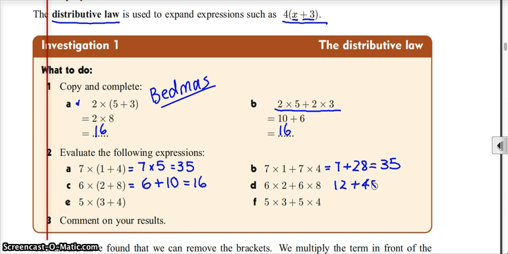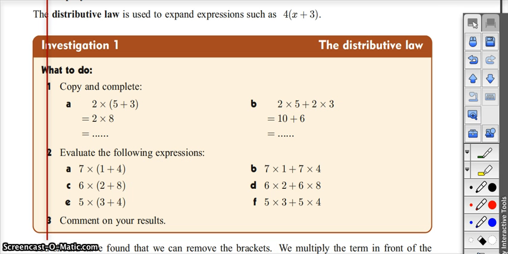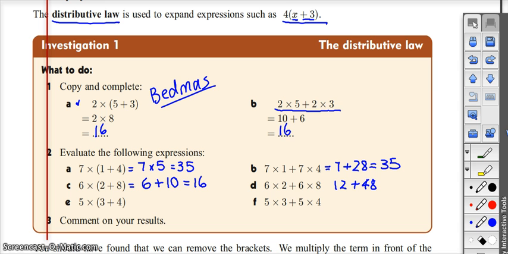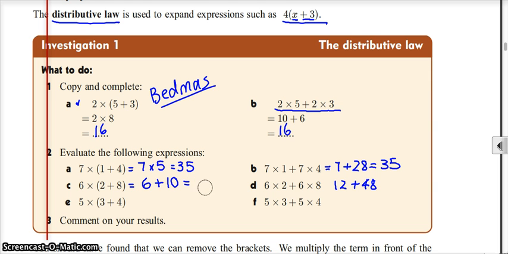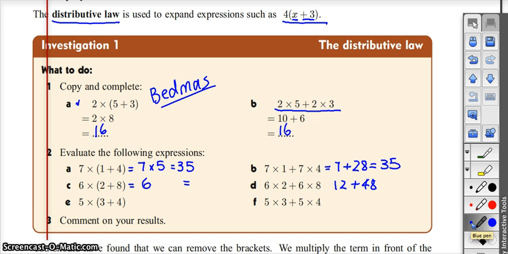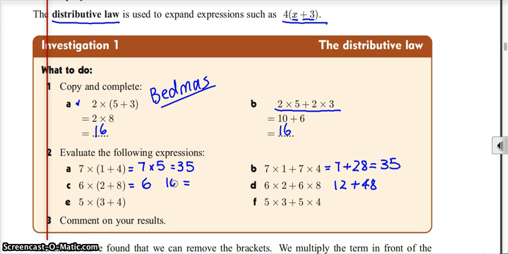You've done the first one wrong. I've done the first one wrong. Absolutely. Thank you, Woody. Should have been times in there, shouldn't it? No, you've done 6 times 1 instead of 6 times 2. Oh, yeah, it should be 6 times 2. So this one, 12 plus 48 equals 60.